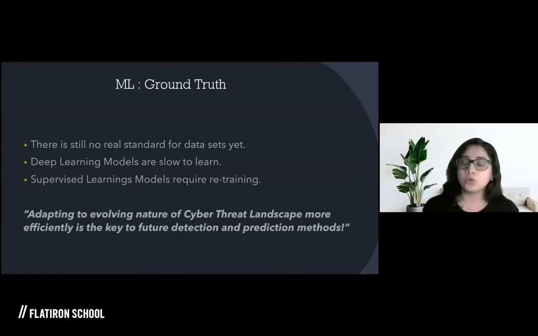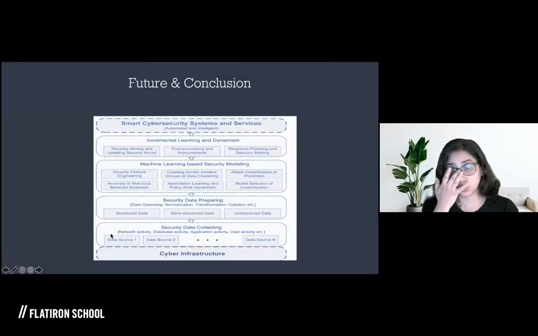So the conclusion is, adapting to the evolving nature of the cyber threat landscape, this is the key. The machine learning algorithms have to be more adaptive. The data has to be more standardized. And if this is there, then our accuracy is going to increase and our false positives and false negatives are going to decrease.